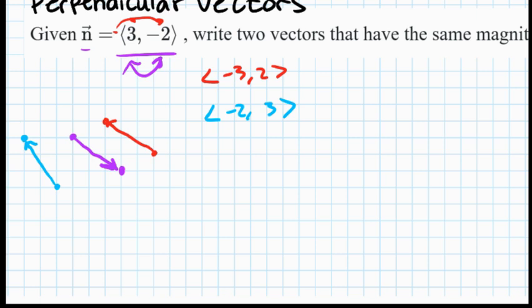But if we make just one of these terms the opposite, so let's make it +2, +3, what we'll see is if I start here and I go 2 to the right, 1, 2, and up 3, 1, 2, 3, now that makes a 90-degree angle.